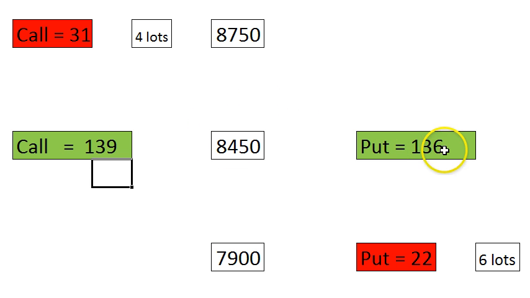Similarly, on the put side, we're going to sell 6 lots of the 7900 put, which is at 22. So 6 multiplied by 22 is 132 points. So we're going to recover 132 points by selling this.